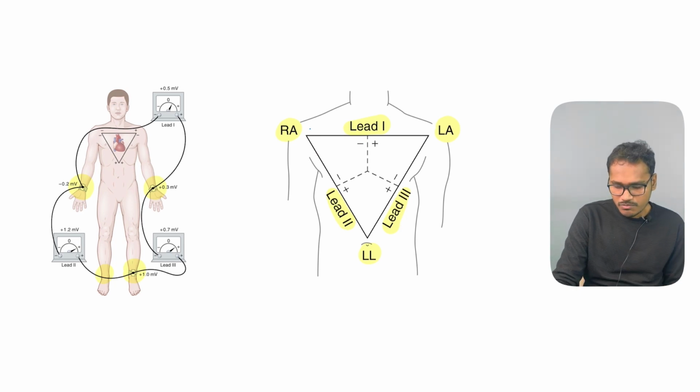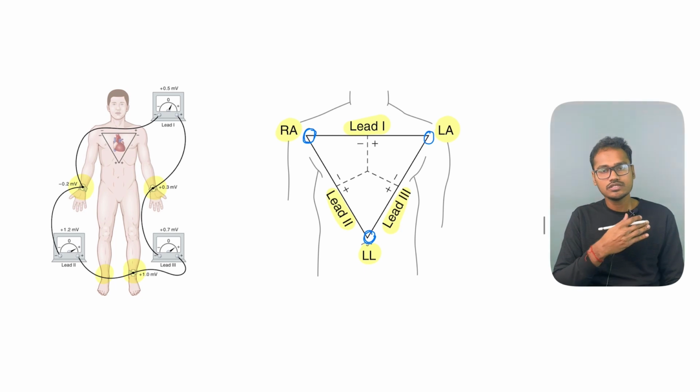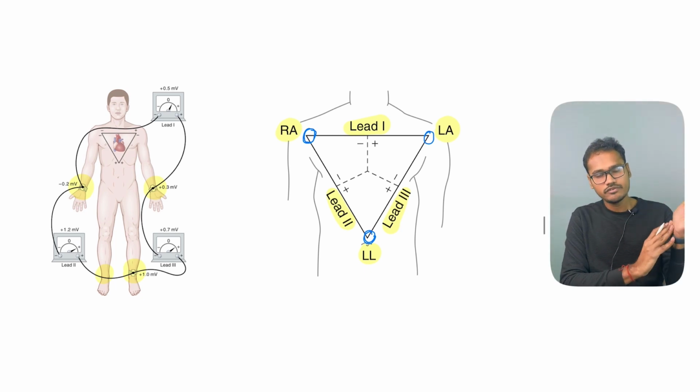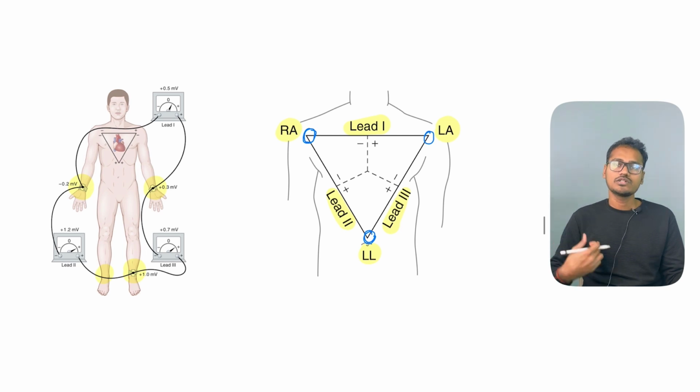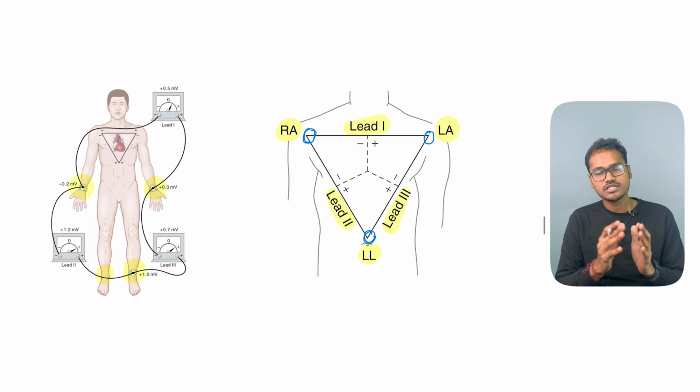Otherwise, sometimes you can place the lead on the surface of the chest also, like this. So ultimately, whether you place it on the surface or in the periphery, in the limbs or on the surface, our ultimate aim is to construct a triangle around the heart so that the waves are captured in the different cameras or the different leads.